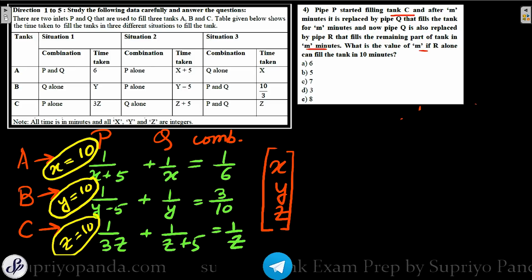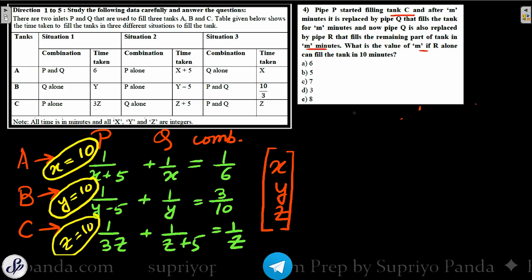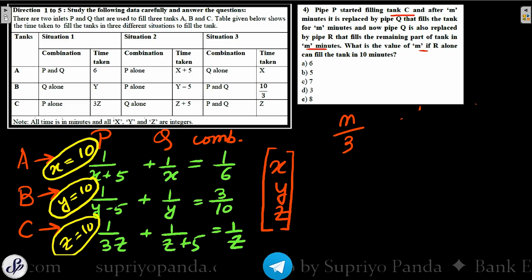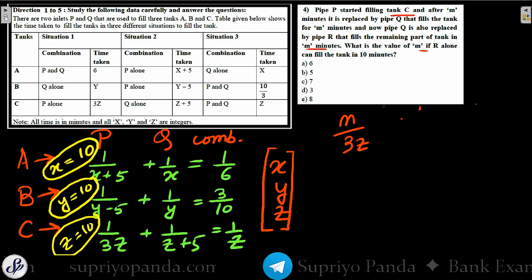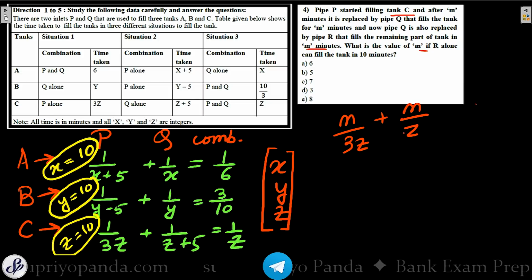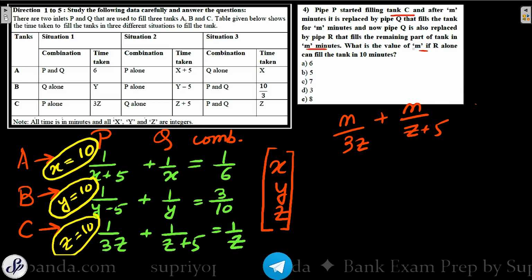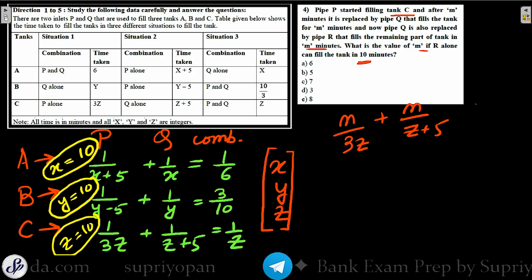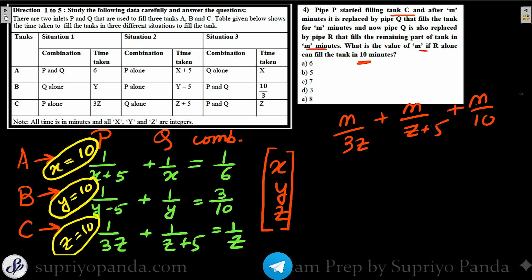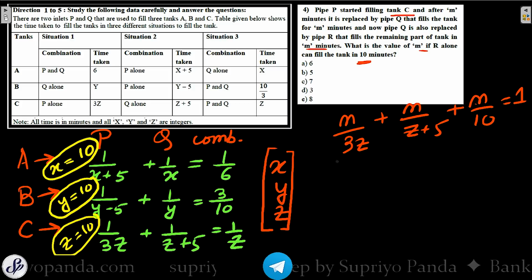Now, as you can understand, each of these pipes is filling the tank for M minutes. So can I just write down that it will be M by this 3Z. So this is the value for pipe number P, and then we have M by Z plus 5. So this is for Q, and then we have the value of R that has been given as 10. So we can write plus M by 10, and these things together fill up this tank. So it is 1. So in this way we can form the equation.